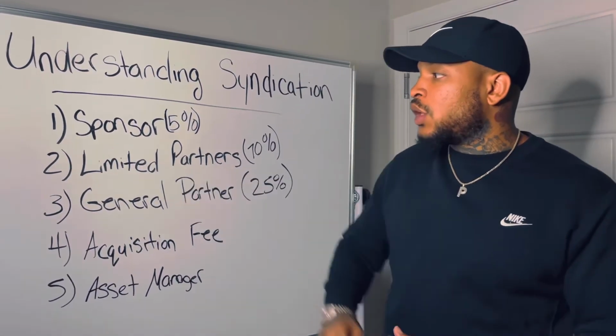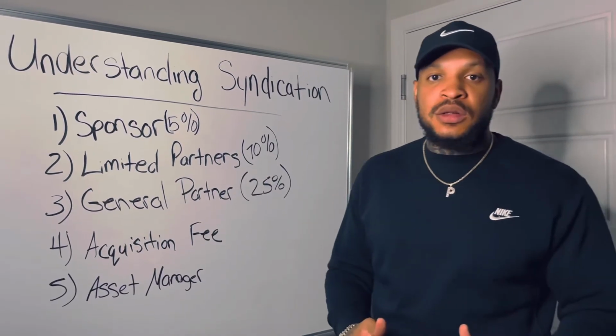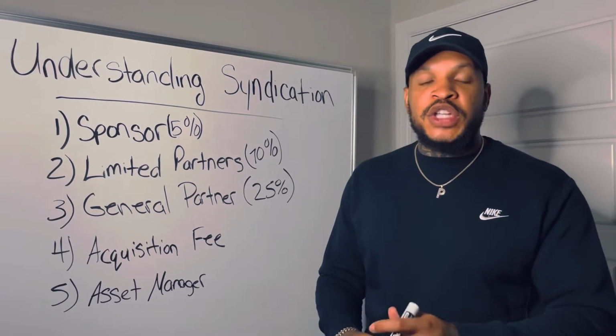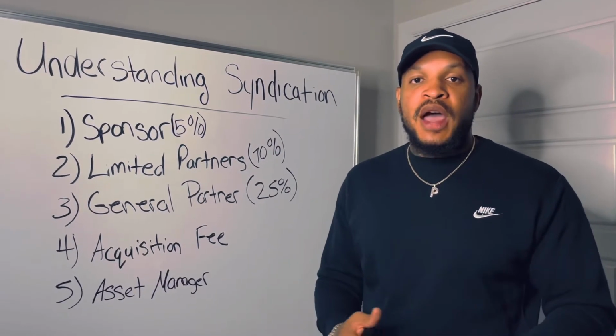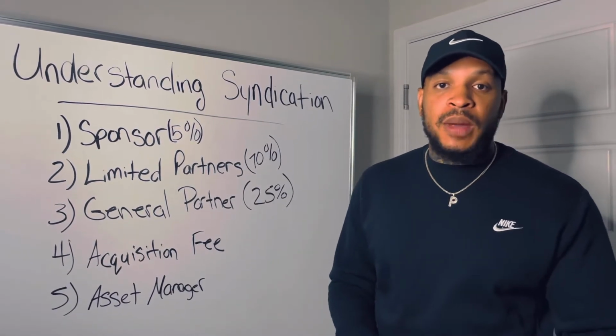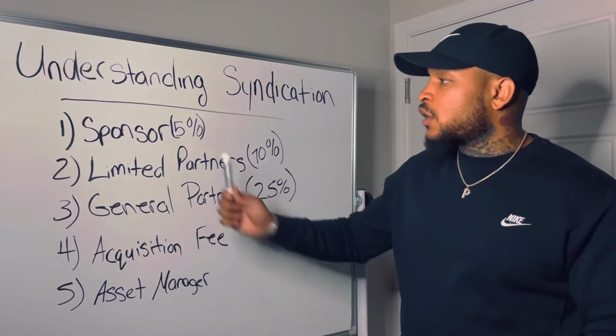So the first thing you need for syndication is a sponsor. The sponsor is the individual that's going to come in and sign on a non-recourse loan. They're going to have about 10% in liquidity, they're going to have a net worth equal to that loan amount, and they're going to sign the loan for you.